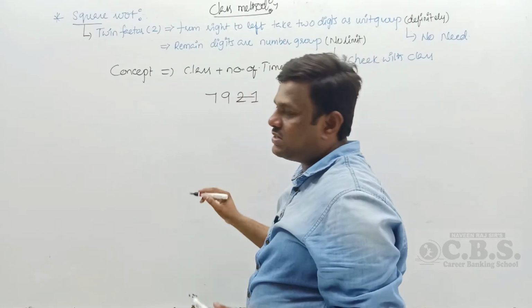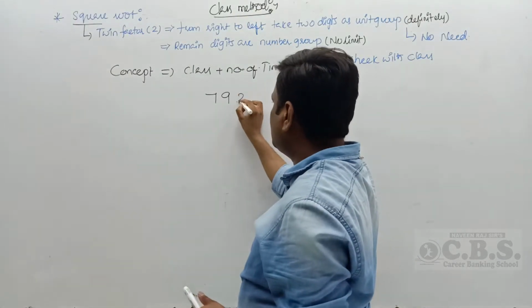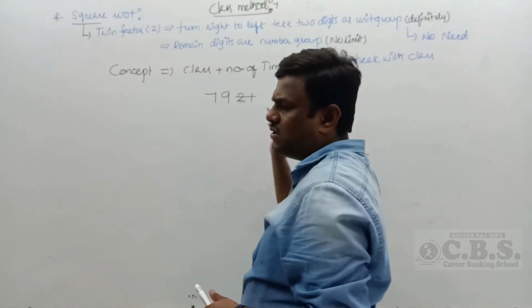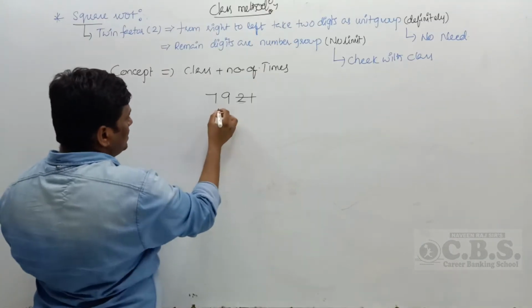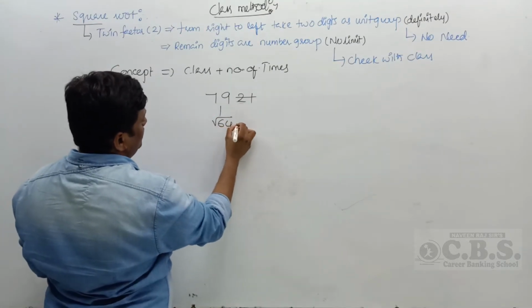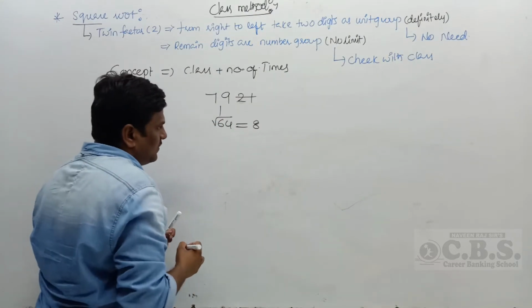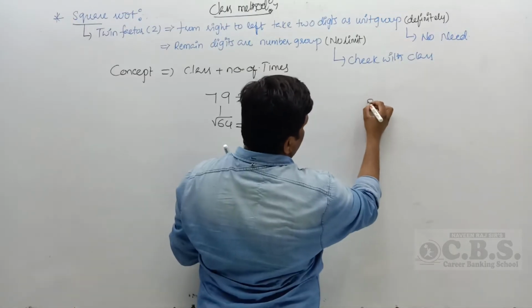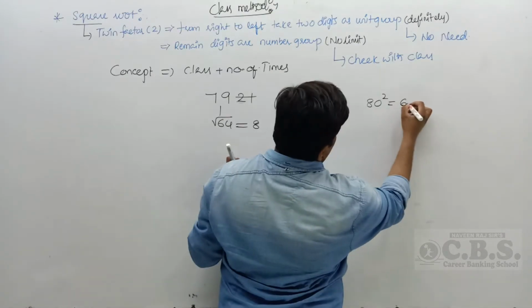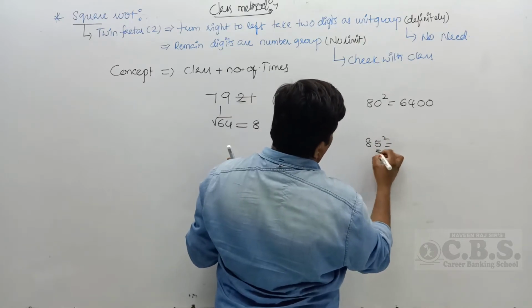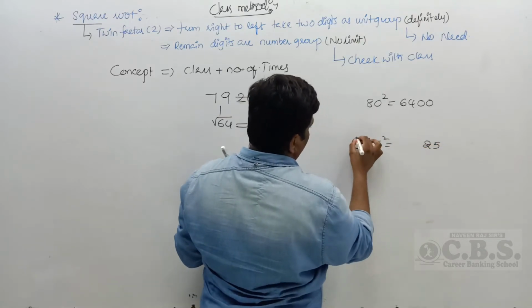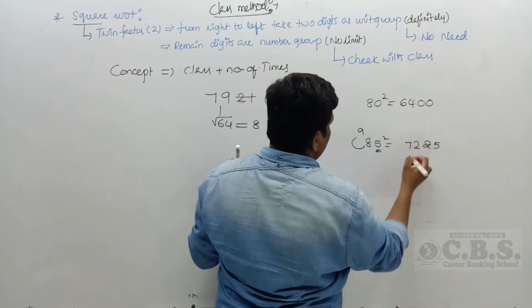Take the unit group and cross it off. So what is the unit? It is 79 and 21. I don't need the 21, I just go with 79. So 79, the lesser perfect square root is 64, which gives you 8. So what is the starting class of 8? 80 square is 6400. Now 85 whole square: 5 square gives you 25, and 8 after 9 is 72, so 7225.